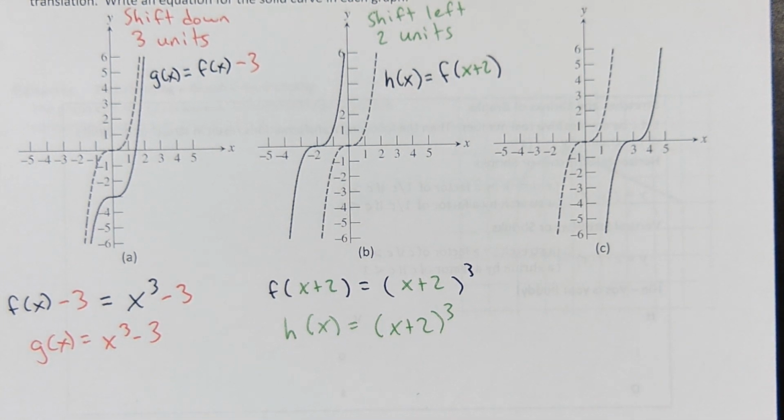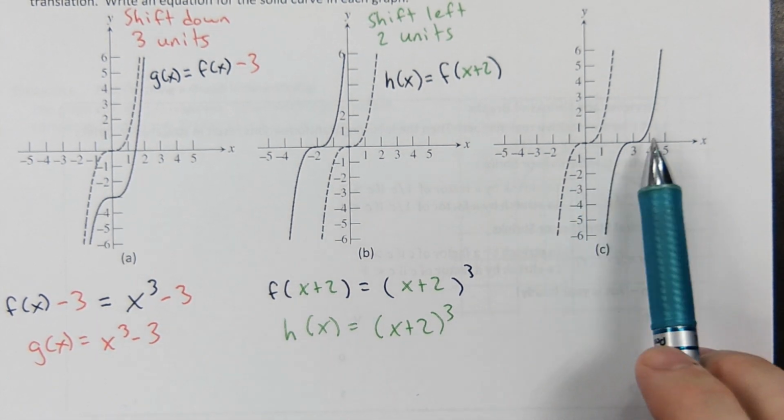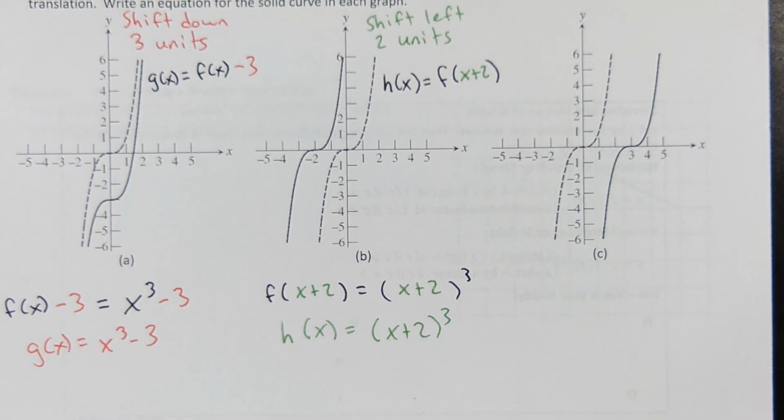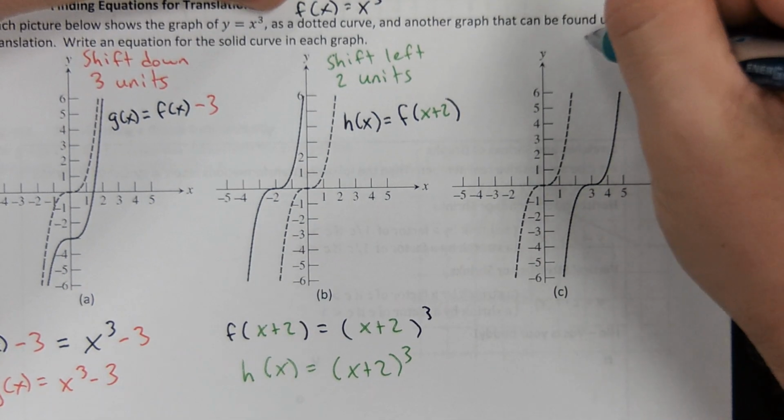Oh, thank you so much. I forgot your name though. What's your name? Sophia, thank you. Sophia, what would you do to this graph to make it become this graph? Shift to the right 3 units. Sounds good to me. Shift right 3 units.